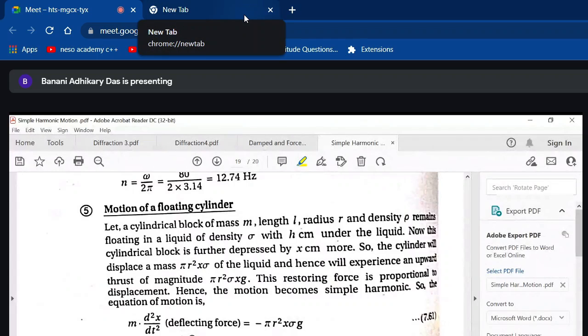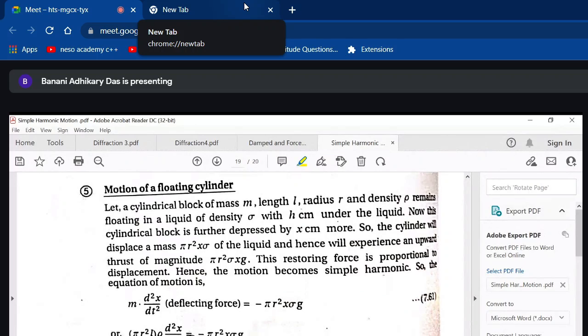So if you have a cylinder, supposing you have a cylinder floating in a liquid, let the mass of the cylinder be m, length be l, and radius be r, and the density be rho. Then it remains floating in a liquid. Let the density of the liquid be sigma.